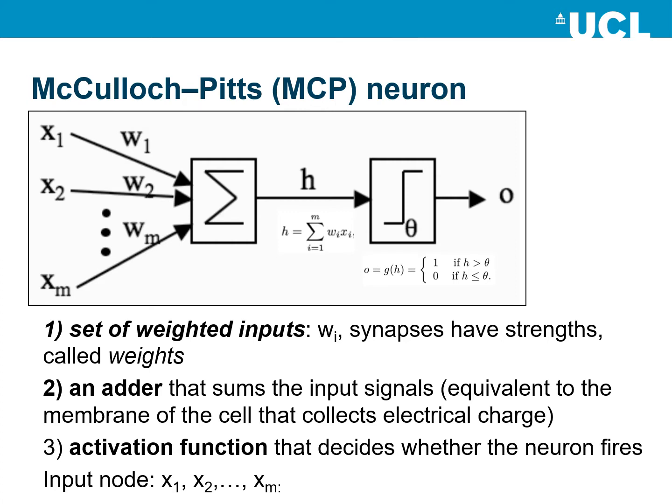It shows the three key components of an artificial neuron. Firstly, we have a set of weighted inputs called weights. Secondly, we have an adder function that sums up the input signals. That is the equivalent to the membrane of the biological cell that collects an electrical charge. So essentially that is the weighted average of the input, ranging from x1 to xm.